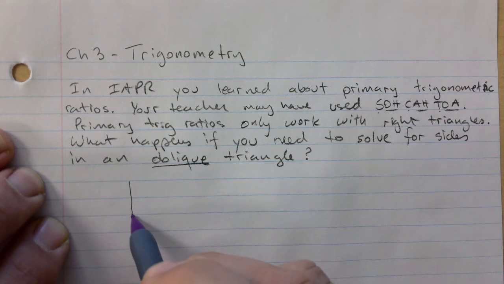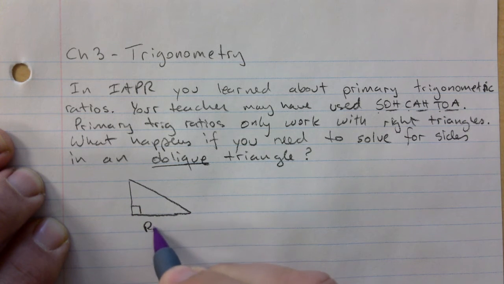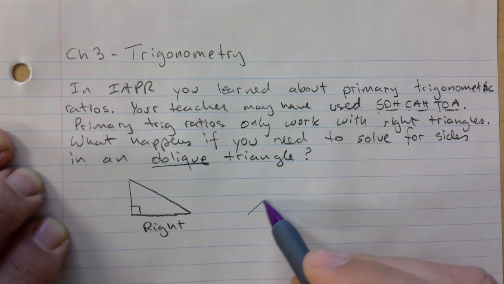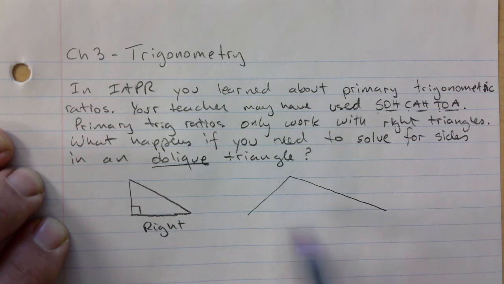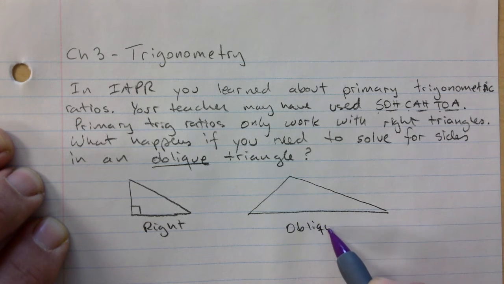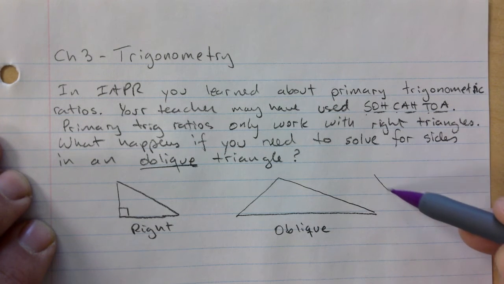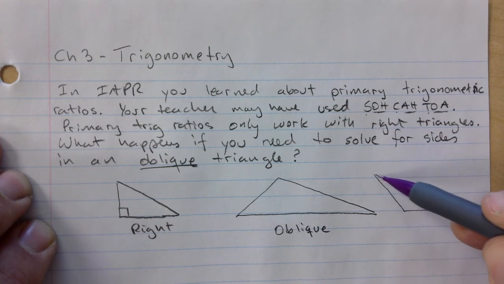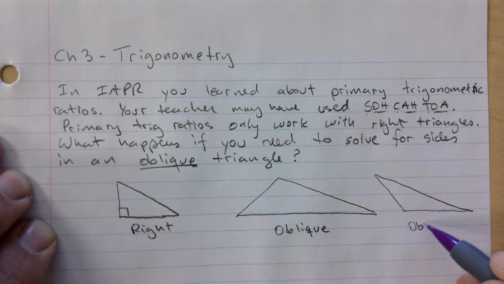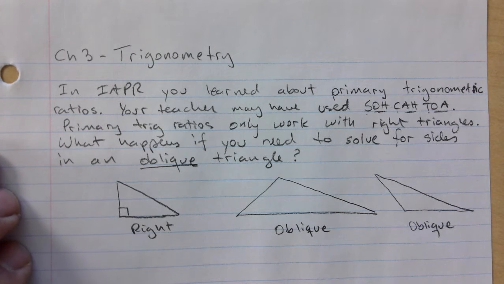And just to make sure you know the difference, this is a right. Oblique would look something like this. It may be acute or it may be obtuse. It doesn't matter. This is also oblique. So anything that isn't right is called oblique, okay? So don't let that terminology throw you off.